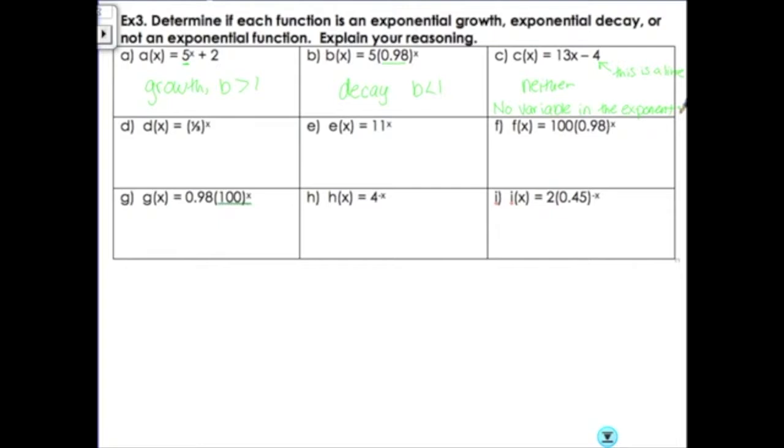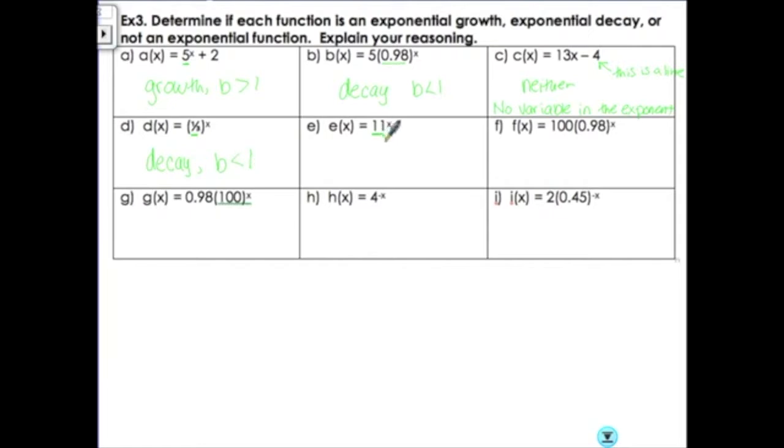I want you to pause this video here and try the next 3 on your own. You can see that our base here is a decaying function because our base is less than 1.